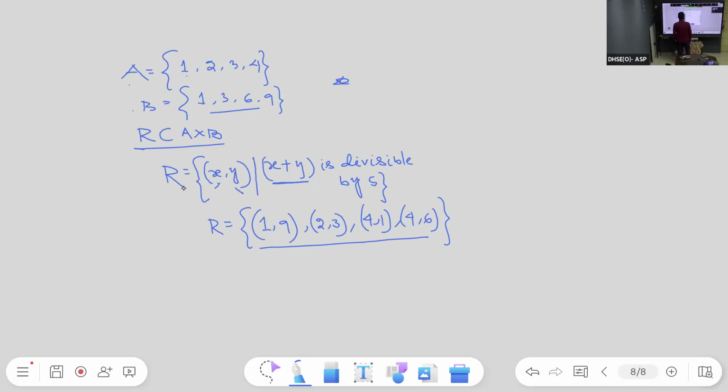Subhasri, Simran, Pratisha. I think Pratisha was present in my last class when I was taking class on set theory.